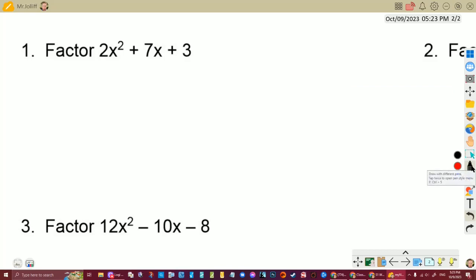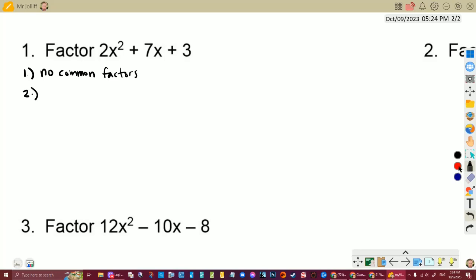So we remember the first step is to look for any common factors. 2, 7, and 3 don't have any common factors. They're all prime. None of them divide into each other. So first thing, I'm just going to make a note: no common factors for the whole trinomial. So that means I go on to step 2.